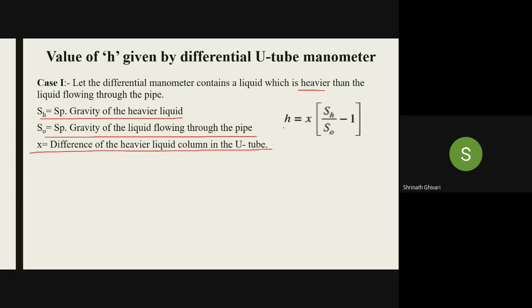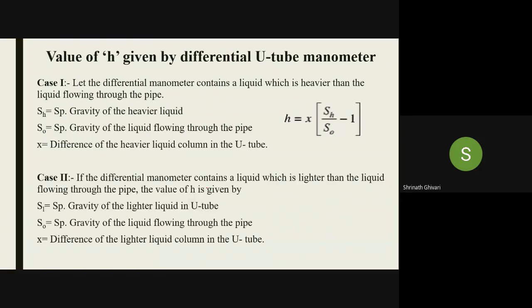The formula will be H equal to X, where X is the difference of the heavier liquid column. In the U-tube manometer we have seen the difference between the heads, called H1, H2; that is H, and here we are taking it as X. H equals X into SH, the specific gravity of the heavier liquid, divided by the specific gravity of the fluid flowing through the pipe, minus 1. This is the expression. Understood? You can note down the expression. It is necessary, it may be required for you.